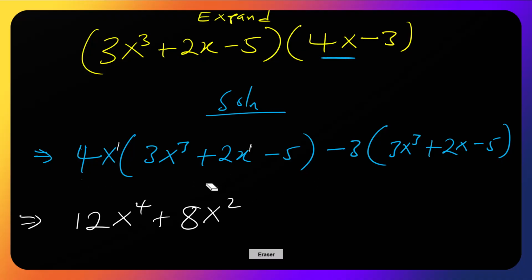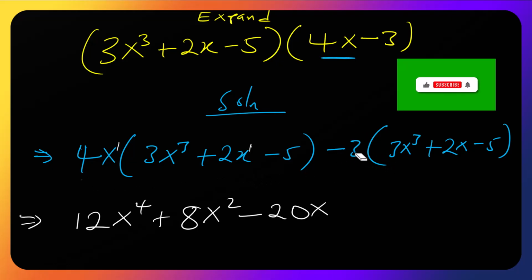Then we go again, 4x times −5. So this one will affect only the 4. So −4, 5, 20, x. Okay. So let's go to the second bracket.